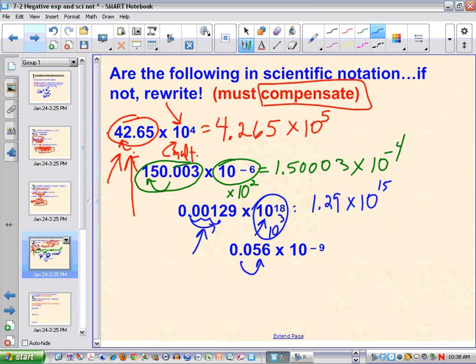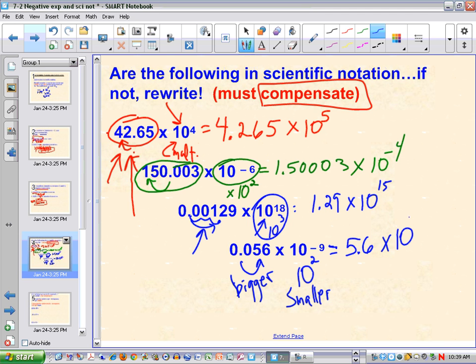All right, one more. We know the decimal needs to go here. So he's going to go from 0.056 to 5.6. So we have 5.6. So he moved 2 to the right. So this guy needs to be decreased by a factor of 10 squared. So since this guy got bigger, this guy's going to get smaller to compensate, to keep the number the same. So he's -9 now. He's going to go 2 smaller. So that'll become 10 to the -11th. All right.